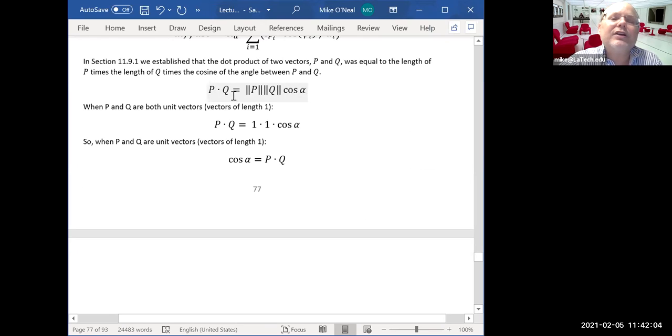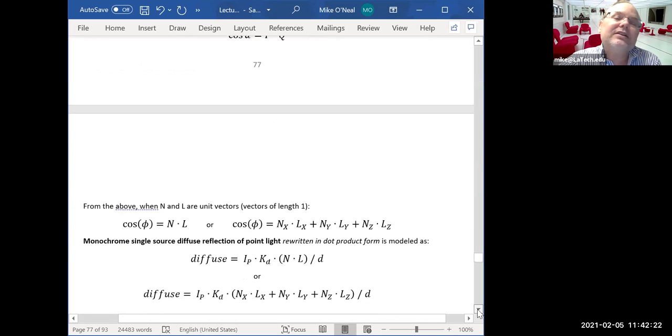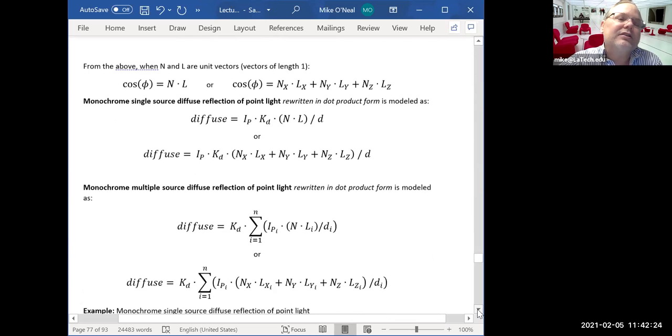Well, if you take P and Q and make them unit vectors, which means they'll have a length of 1, then P dot Q equals 1 times the cosine of the angle. 1 times 1 doesn't do anything, so P dot Q is the cosine of the angle. Or you can say it backwards, the cosine of the angle is P dot Q. So that means you can just do a dot product.